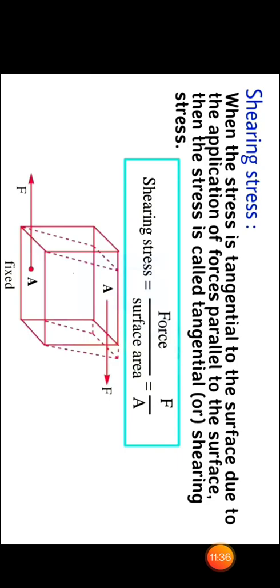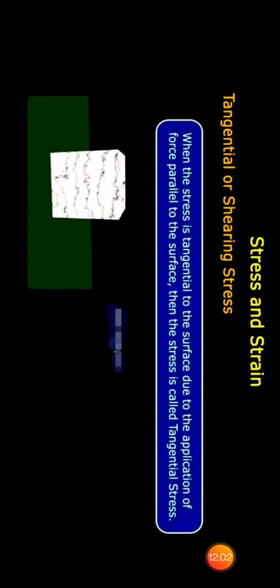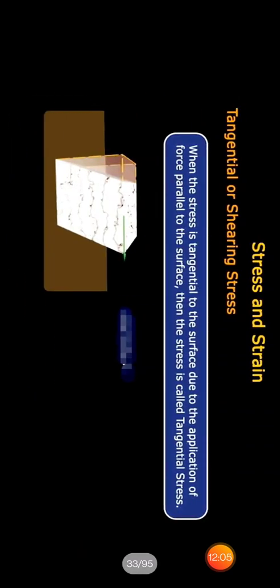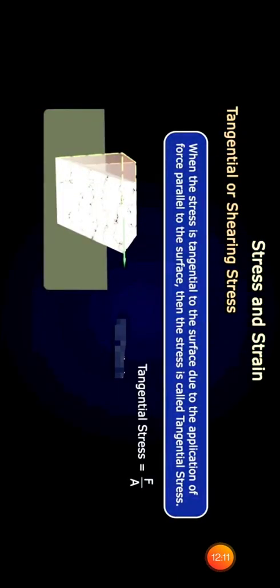Such a force is called a tangential force. The tangential force is parallel to the top and the bottom surface of the block. The restoring force per unit area developed due to the applied tangential force is called shearing stress or tangential stress. The tangential stress is equal to F upon A. It is as shown in the figure.